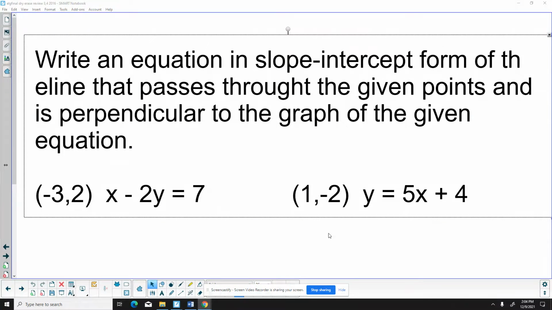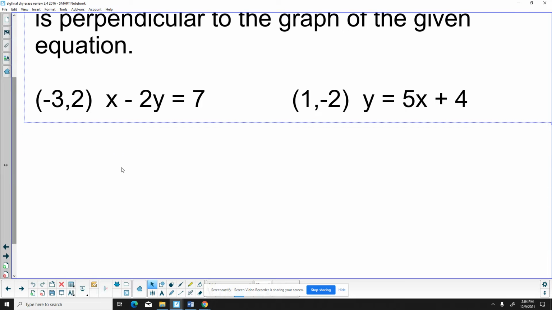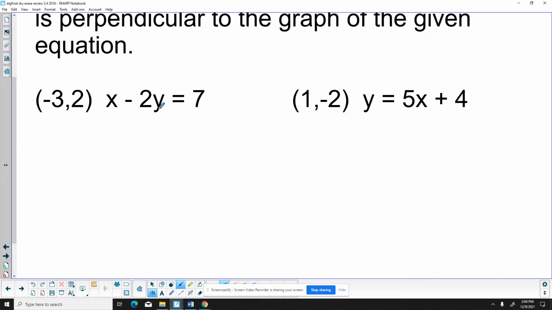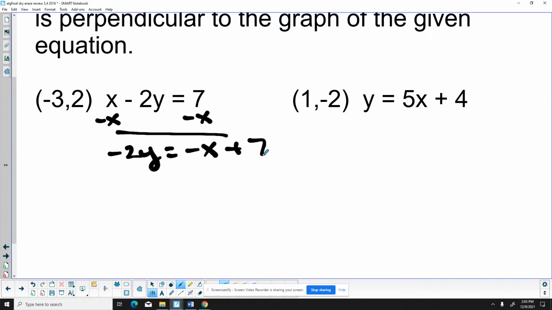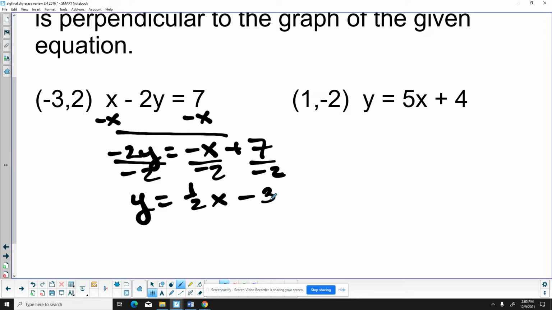So here we go. We left off on perpendicular on Wednesday, and we did this one here. So we're going to do the second one here. If you're struggling, you can hopefully watch the video and figure it out. My first step would be to solve for y. So I'm going to subtract x on both sides, and then I'm dividing everything by -2, which makes y equal 1/2 x minus 3.5.